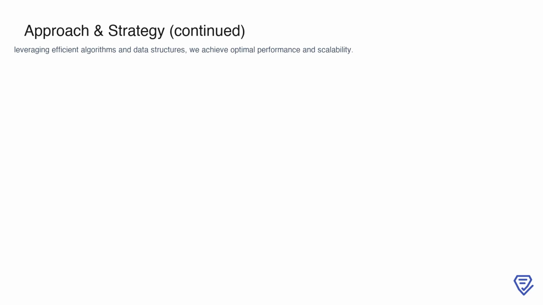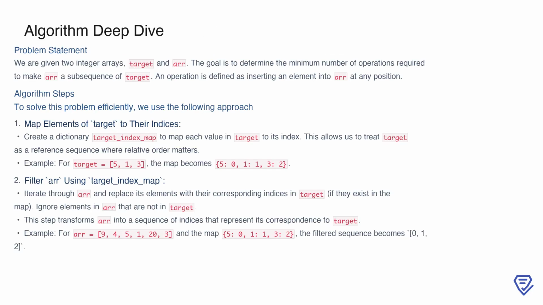In this problem, we are tasked with transforming one array, ARR, to make it a subsequence of another array, target. A subsequence means that the elements must maintain the same relative order as in the original array, but they don't have to be contiguous. To achieve this, we need to determine the minimum number of insertions required to modify ARR so it matches the subsequence structure of target.